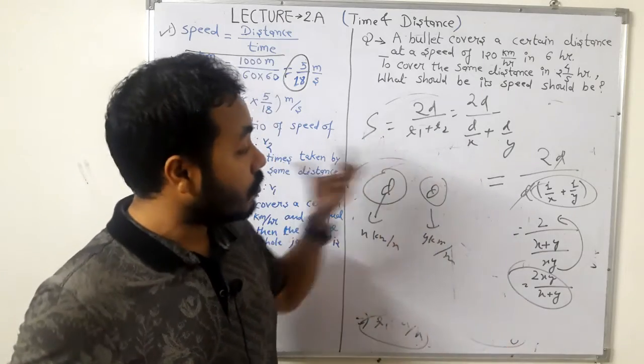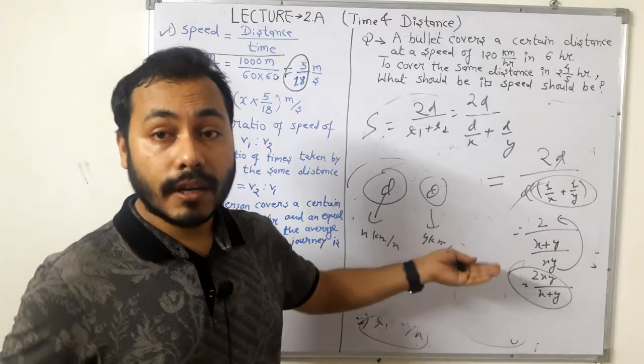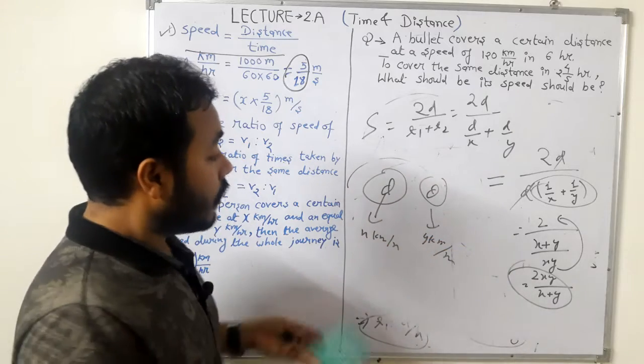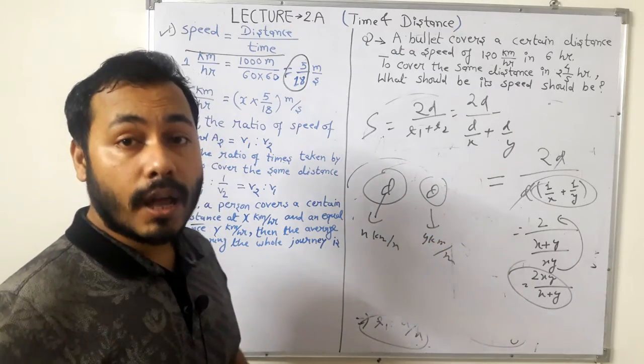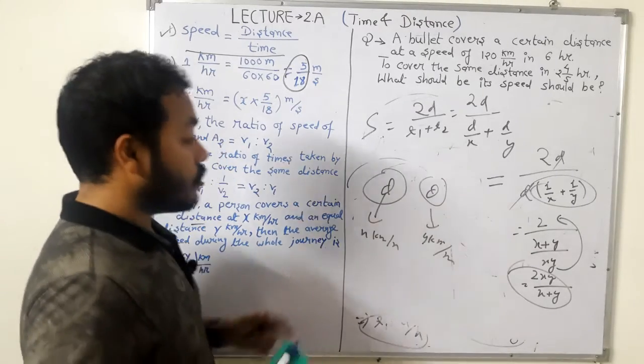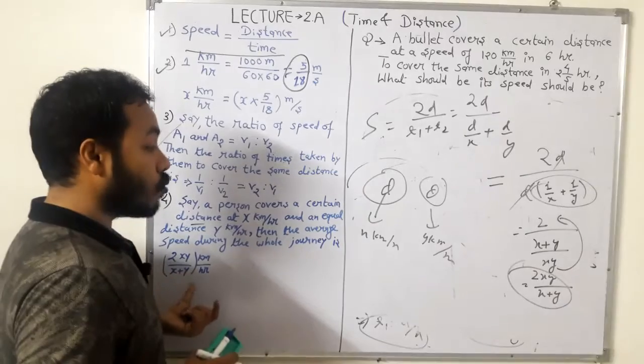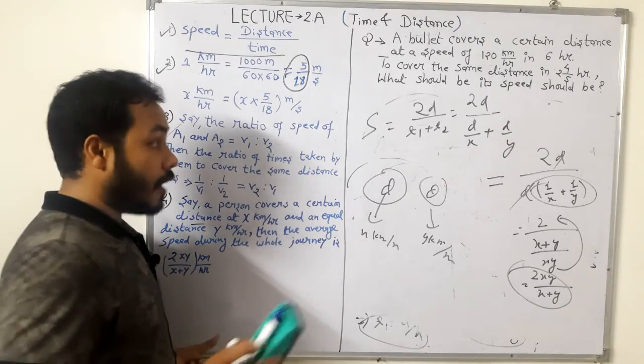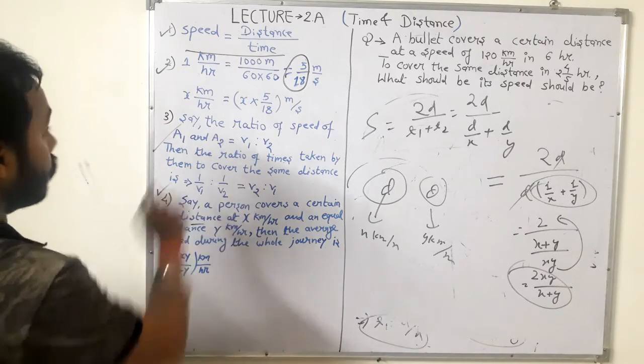But I have just shown you how this formula actually comes. Okay, this way it will help you to frame new formula as per the requirement and you can apply that. Clear? So that's how the 2xy by x plus y will be the average speed. Clear? So this is also clear.